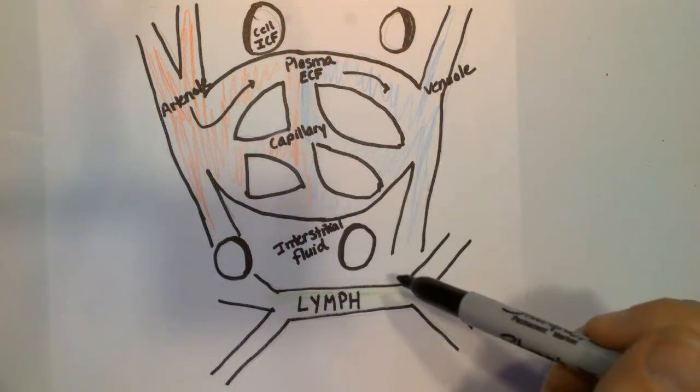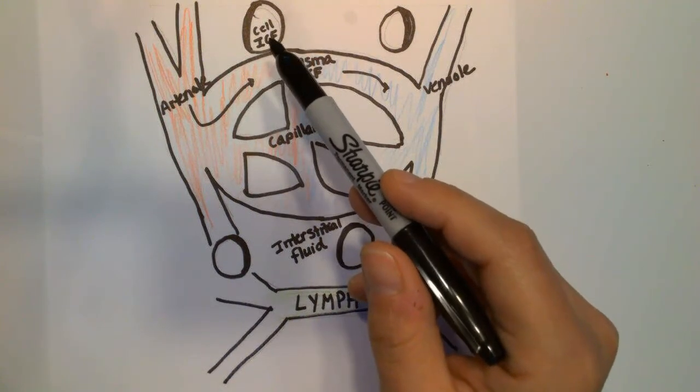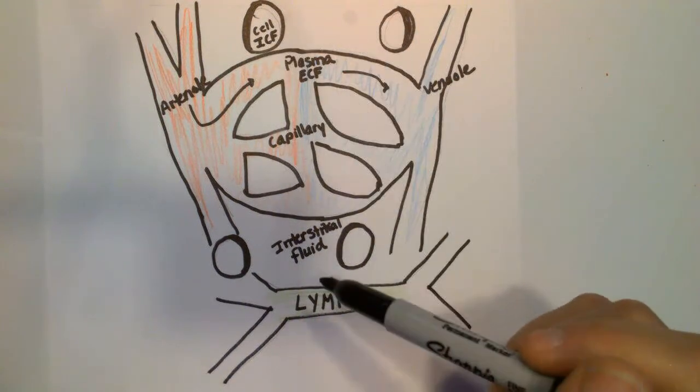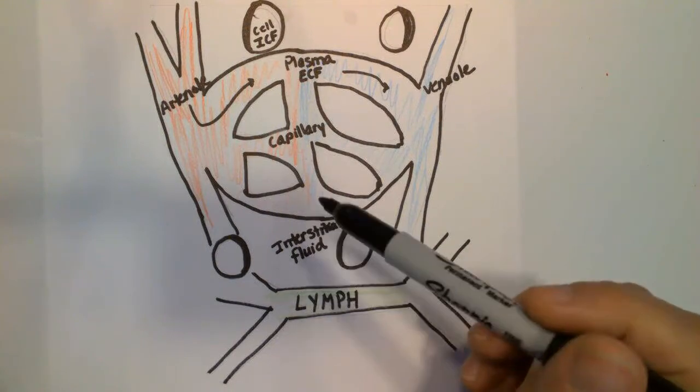What we're going to be adding to this diagram is how fluid moves between each of these compartments. How does it go from inside the cell to the interstitial fluid? How does it go from the plasma to the interstitial fluid, or vice versa?